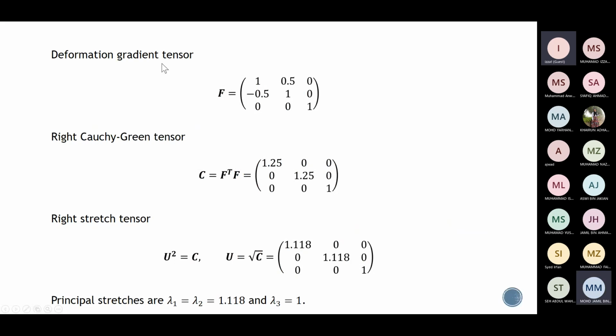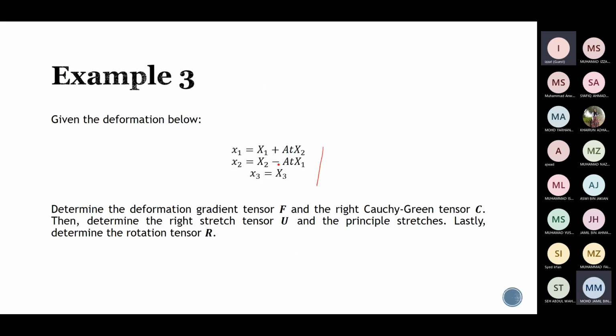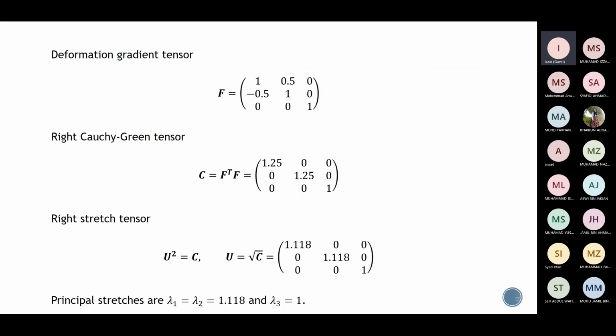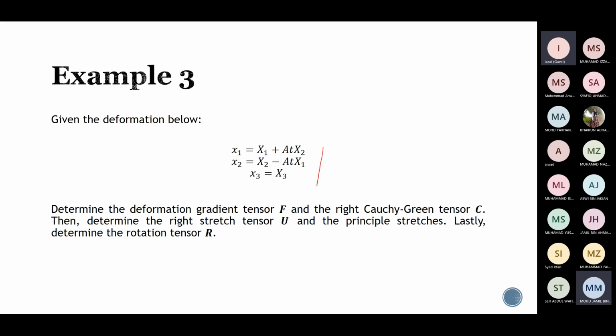So firstly, we determine the gradient tensor using the differentiation formula. If you look at this equation, oh, it didn't give the value of time, sorry. So we assume this is 0.5 here. We assume AT equals 0.5. To find the deformation gradient, first you differentiate small x1 with respect to all big X. So this is 1, 0.5, and 0. The second row is for small x2. So you get minus 0.5, 1, and 0. And then lastly, it's 0, 0, 1.